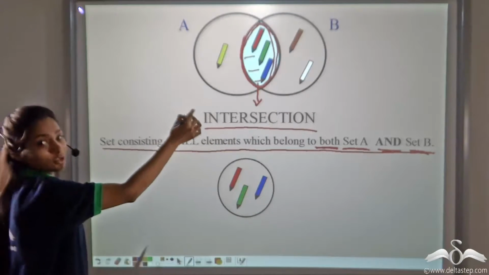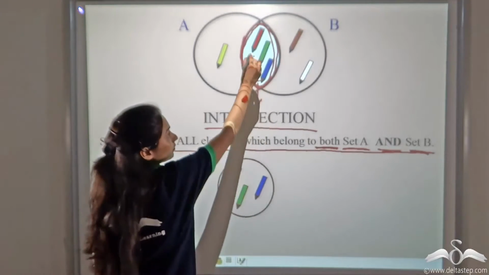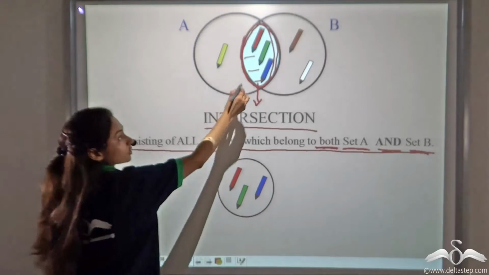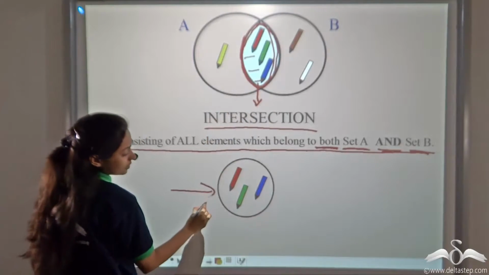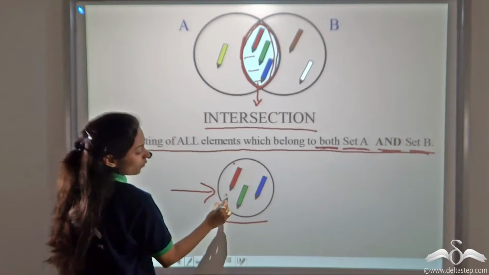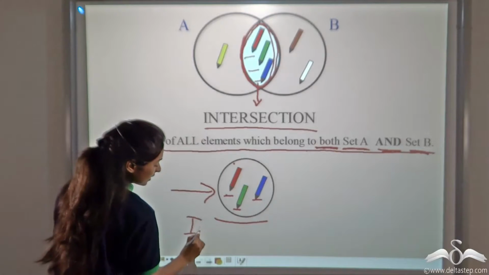So these circles overlap each other at which point? Where the elements are common to both set A and set B. So this is a new set. What does this set represent? This set has the elements which are common to both A and B. So this is intersection.